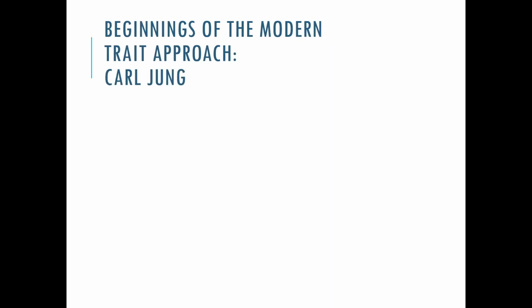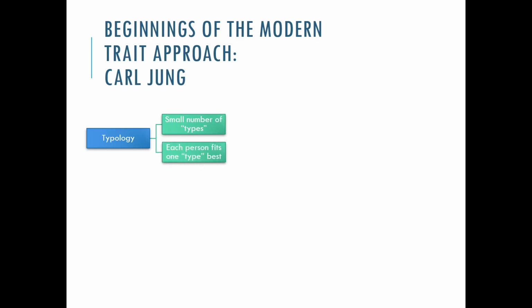All right. We're going to, again, reach back into previous chapters and talk a little bit about Carl Jung, because he introduced the first coherent description of introversion and extroversion, and we now consider those to be traits. So he talked about a typology. He thought that there were a small number of types of people, and that these types of people are going to be defined by the constellation of traits that they have. So each person fits into one type better than all the other types that are available.